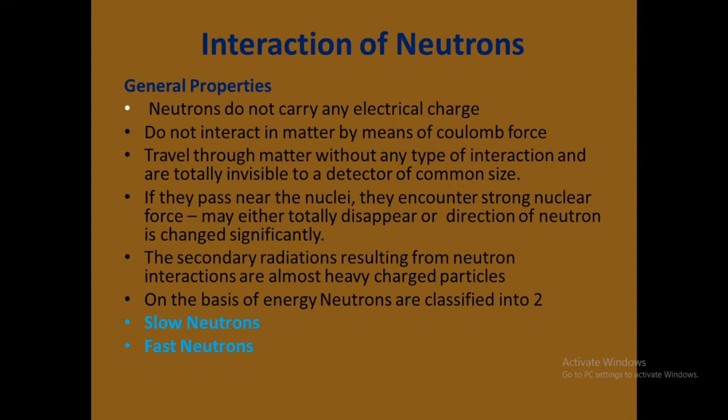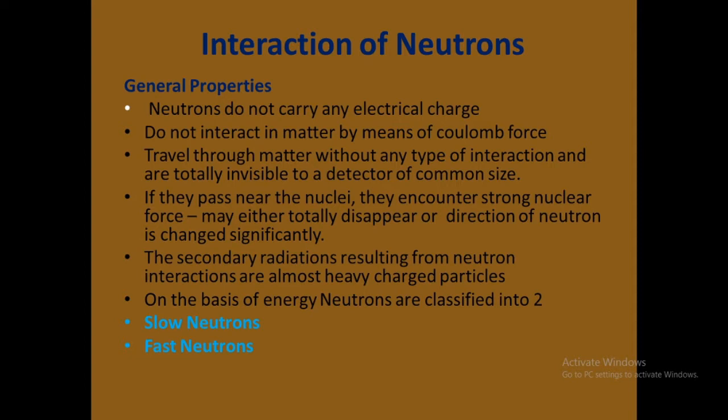Neutrons do not carry any electrical charge, and so they are not affected by the electric field of the atoms. This enables them to move freely through large atomic spaces without interacting with atoms. But if they pass near the nuclei, they encounter the strong nuclear force. As a result of the interaction, the neutron may either totally disappear and be replaced by one or more secondary radiations, or the energy or direction of the neutron is changed significantly.